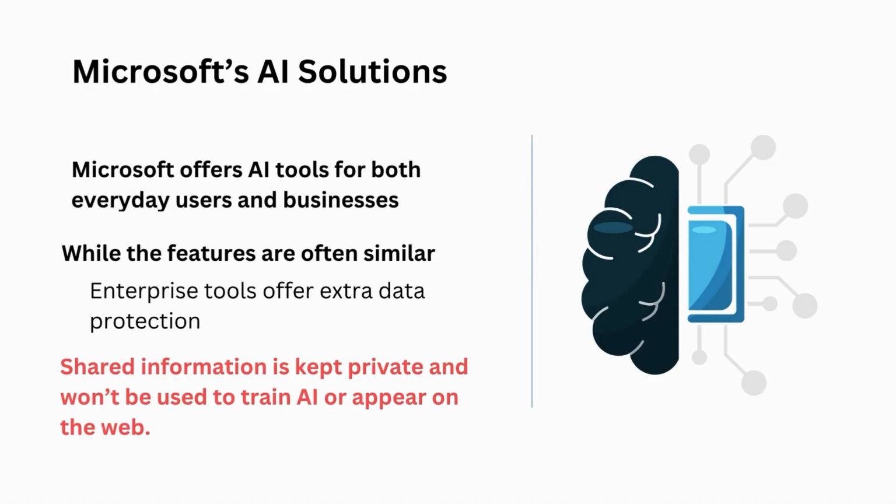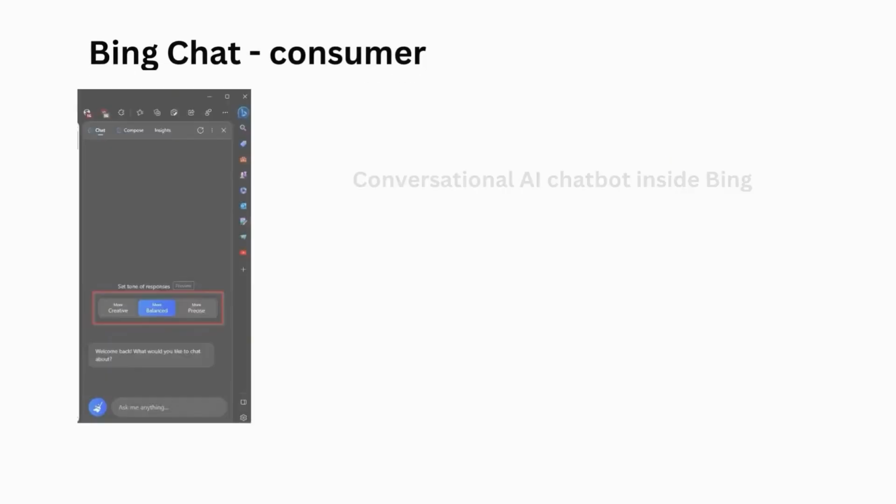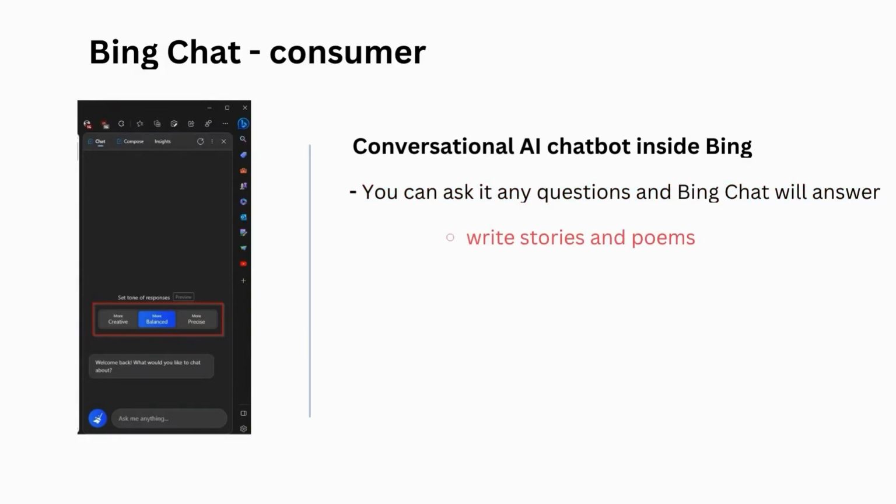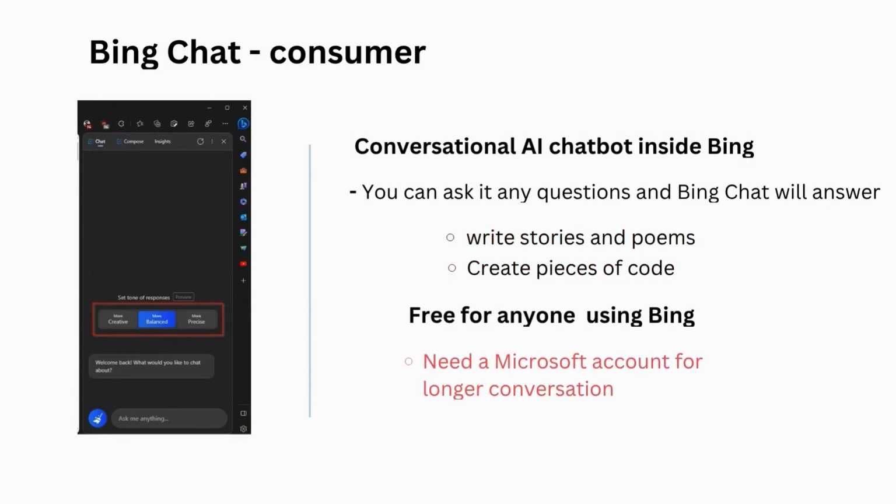What is it? Microsoft builds AI tools for both individuals and organizations. Business tools come with extra data privacy and don't use your information to train AI. Consumer AI tools: Bing Chat, a free AI chatbot built into Bing, powered by GPT-4. You can ask it questions, write stories, generate code, and more. You might need a Microsoft account for longer chats.